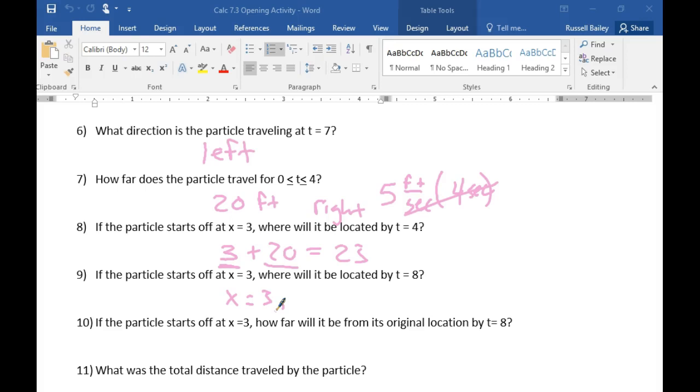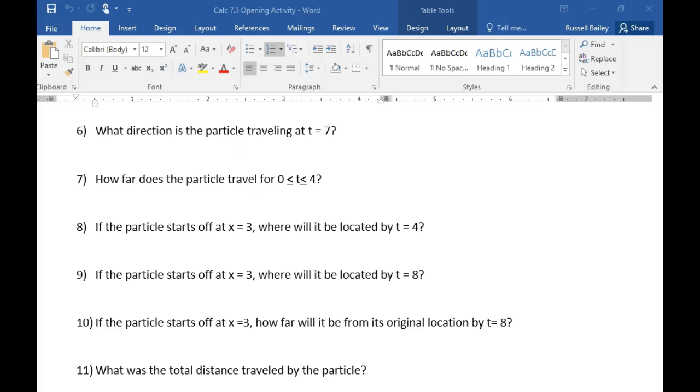So who can explain it? Let me go to Dave. Go ahead, Dave. What did you do to figure this out? All right, so from the interval 0 to 4, you're moving at 5 feet per second for 4 seconds, so that'd be 20. And then from the interval from 4 to 8, you're moving negative 4 feet per second, so that'd be a net negative 16. Oh, so negative 4 feet per second for 4 seconds is negative 16. Add those up and it's 4.